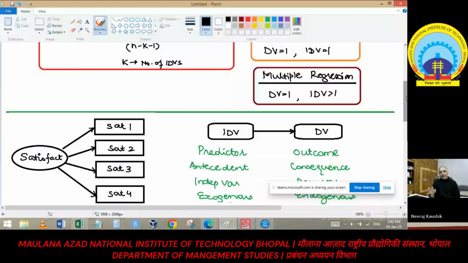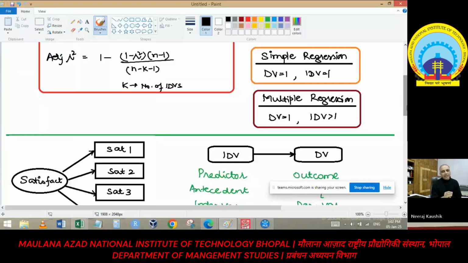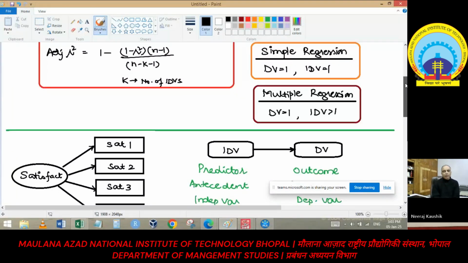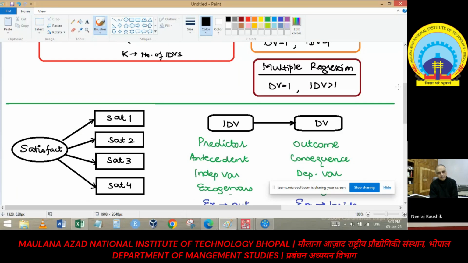Forget about the construct and the item and this and that; what does the logic say? My simple question is: there is a box, there is a circle, and there is an arrow. I have written here that simple regression is when DV is 1 and IDV is 1, and multiple regression is when DV is 1 and IDV is more than 1. How many dependent variables are there? There are 4, sir. How many independent are there? 1. So these are the 4 cases of simple regression.